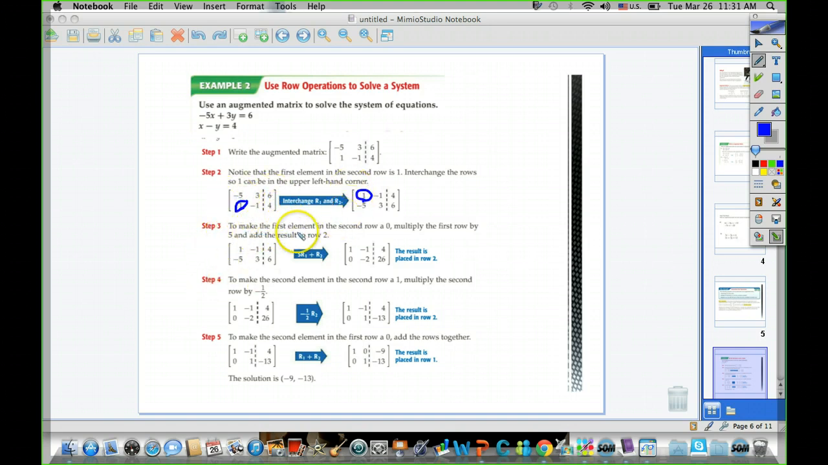To make the first element in the second row a 0, multiply the first row by 5 and add this result to row 2. So in order to make this a 0, multiply the first row by 5 and then add it to the second row. So 1 times 5 is 5, plus negative 5 is 0. Negative 1 times 5 is negative 5, plus 3, you have negative 2. 4 times 5 is 20, plus the 6 is 26.